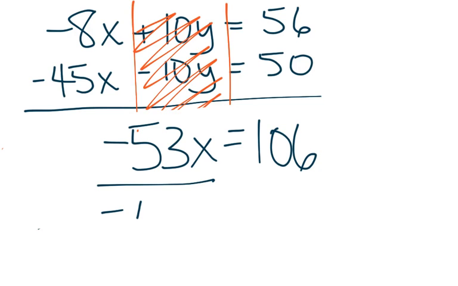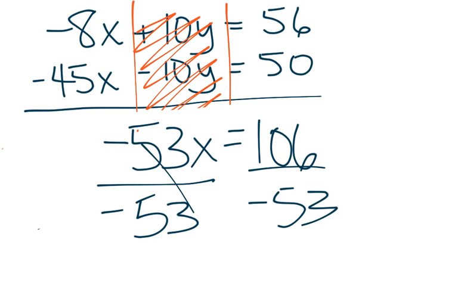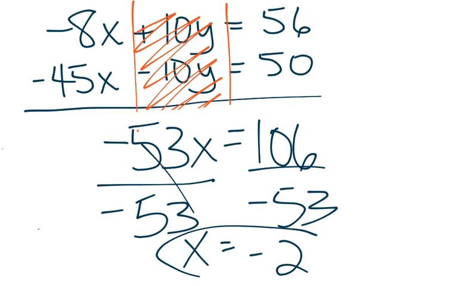If I divide both sides by negative 53, and feel free to use your calculator, don't be afraid of bigger numbers. Your calculator will solve bigger numbers as easily as it solves smaller numbers. But 106 divided by negative 53 is negative 2, because 53 is half of 106. So we do have the x solved for. Now we have to plug it back in and find out what y would be.